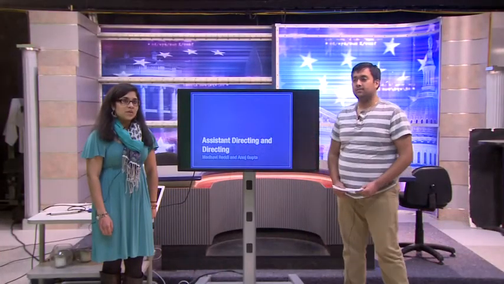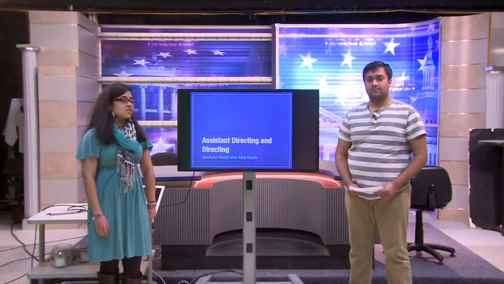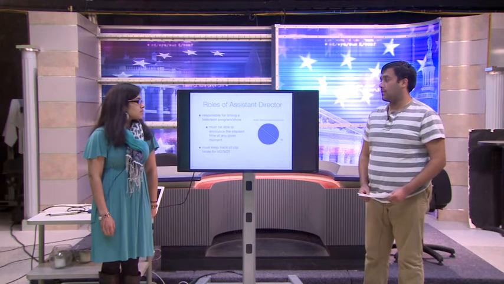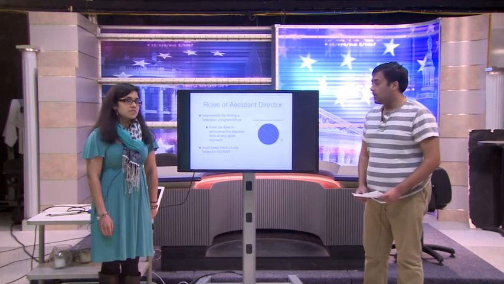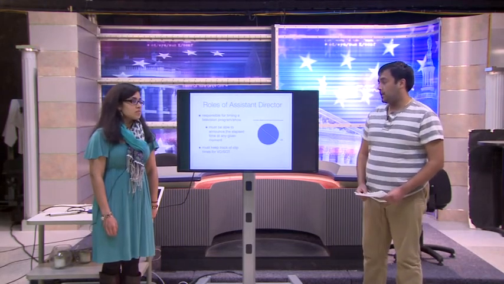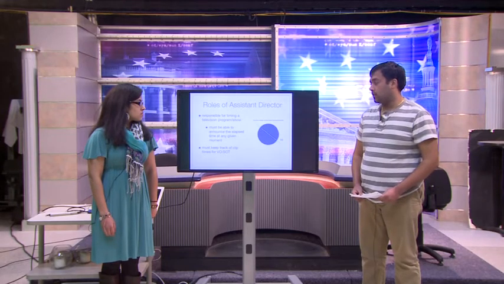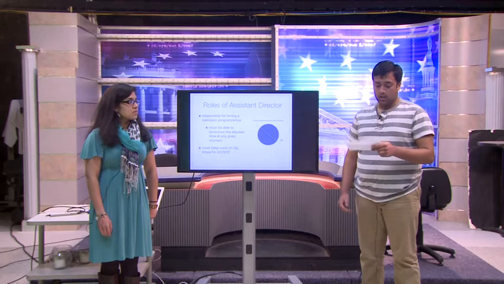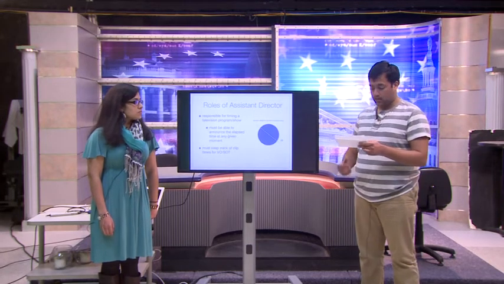My name is Anuj, and we are here to talk about assistant directing and directing. There are many roles for an assistant director, but the main one is responsible for timing a television program and show. They must be able to announce the elapsed time at any given moment, and they must keep track of the clip times for VO SOT. A large part of the job of directing is knowing what to say and when to say it.